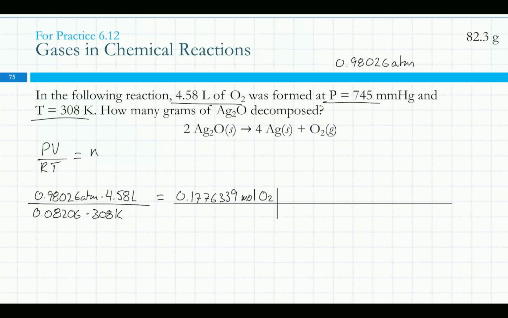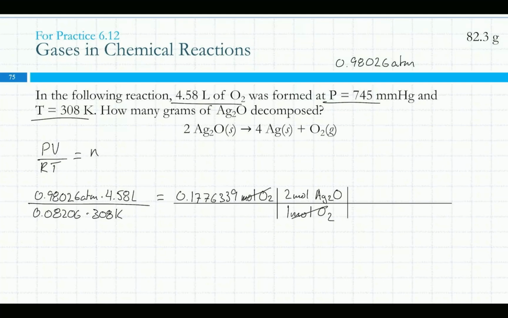Yeah, so we want to get to silver oxide. So now I say, okay, I've got this number of moles of oxygen. So what's my ratio between oxygen and silver oxide? 1 mole of O2 and 2 moles of silver oxide. Great, so that's going to give me moles of silver oxide because moles of oxygen cancel out.